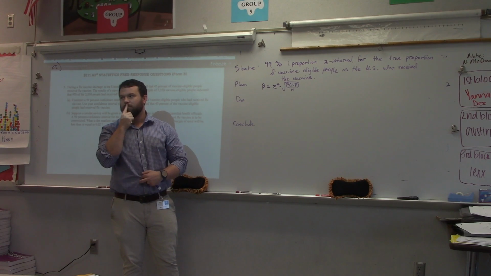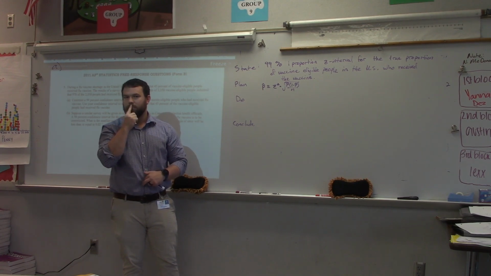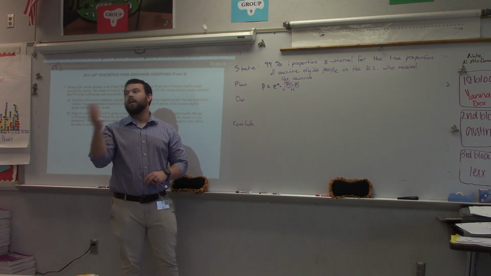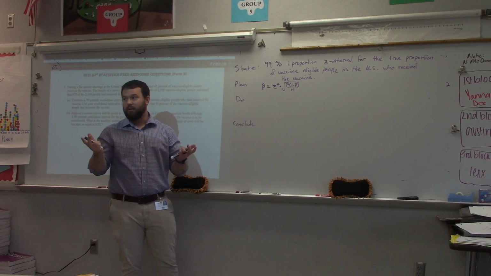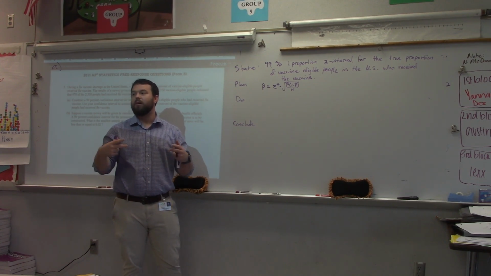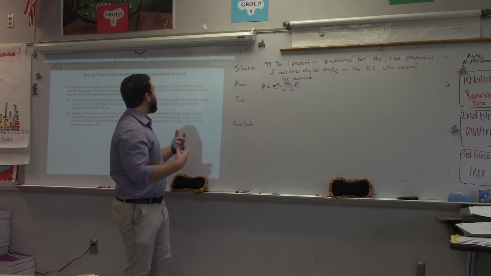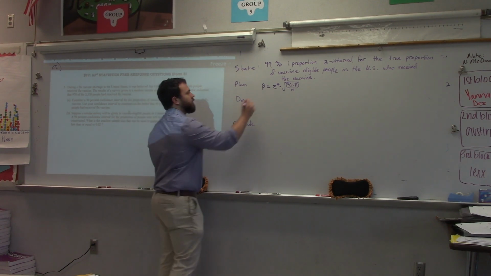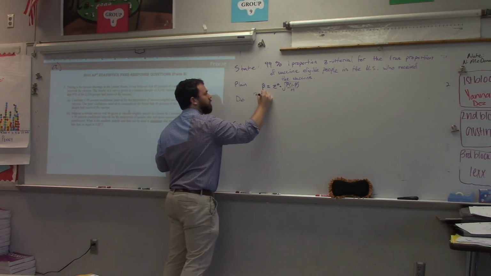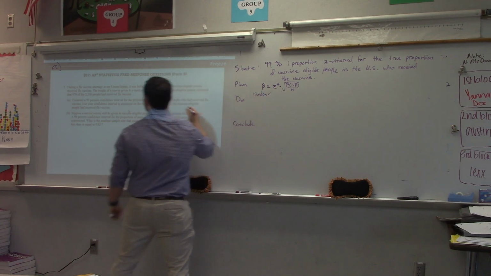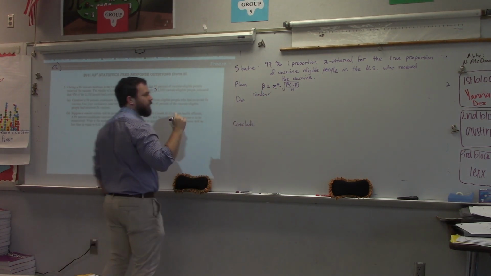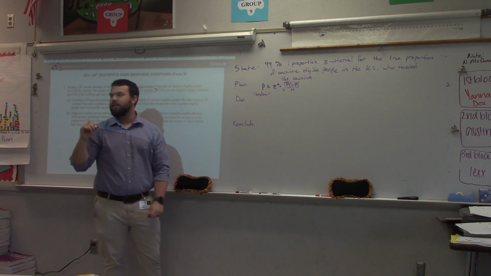The condition is the bias, so randomness. P hat's going to be poor unless we have reduced bias. Our sample needs to come from a random sample. Do we have randomness? Yes. So random, check. Circle that, make sure it's clear you understand it.